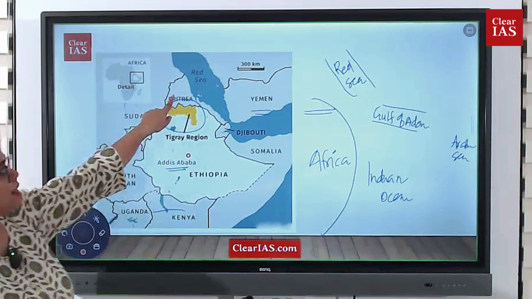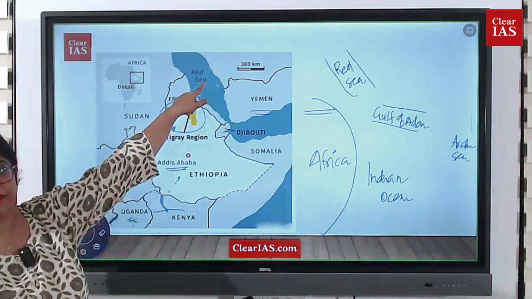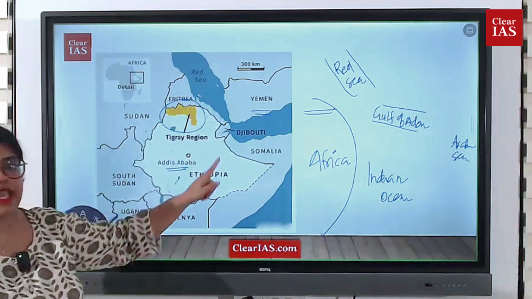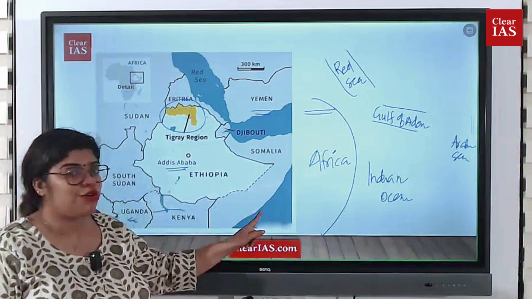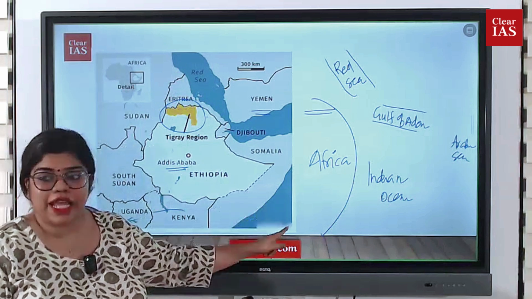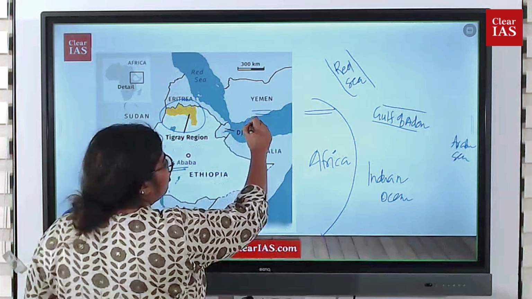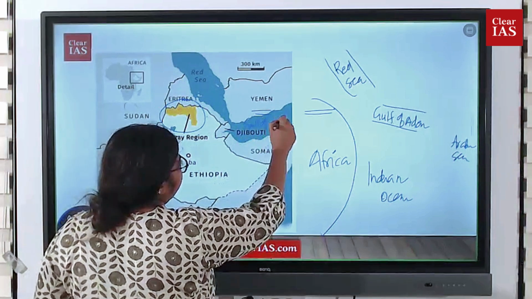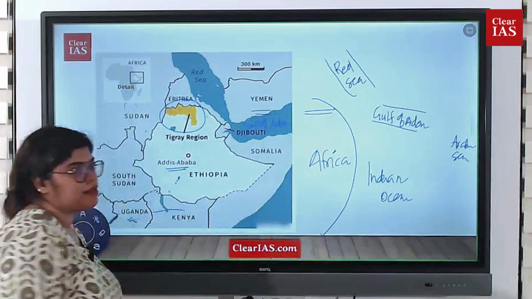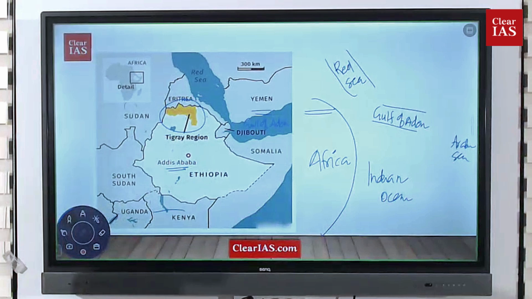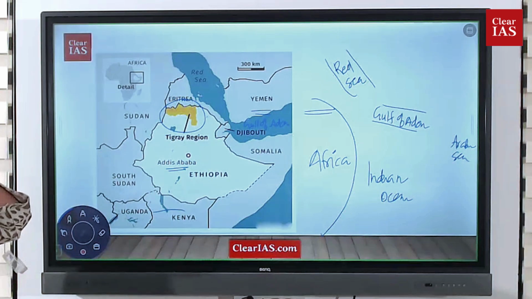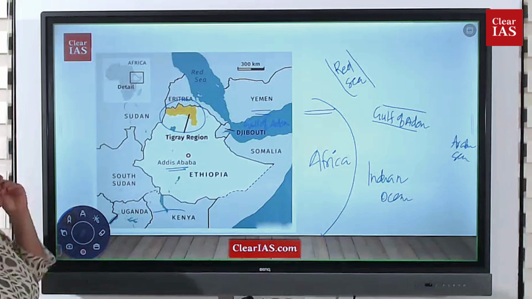Eritrea is opening to the Red Sea. Somalia is opening to where? It is opening to the Indian Ocean. And Djibouti is opening to the Gulf of Aden. I hope you have understood the geography of this particular region.